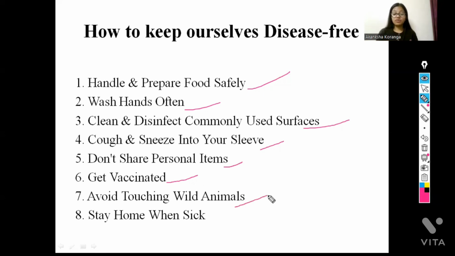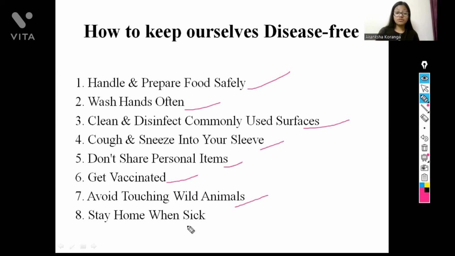Now coming to the seventh point, we have to avoid touching wild animals. This is also important. Why? Because these wild animals roam to different places. Some places are dirty, some places are clean also. But whenever they visit a dirty place, they bring certain harmful microorganisms with them, and this can cause disease to spread.